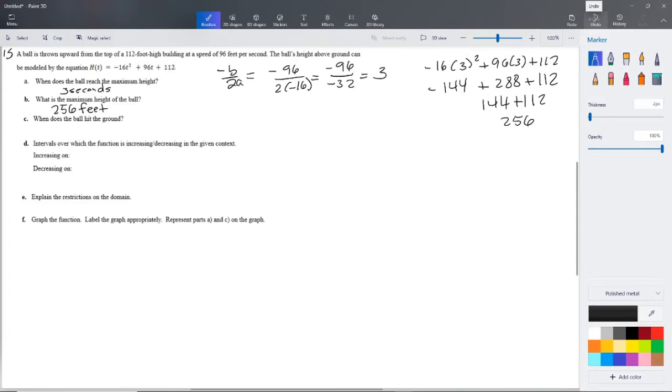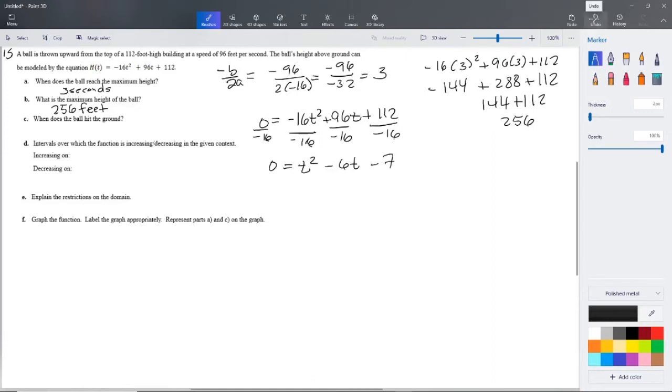All right, when does the ball hit the ground? Well, the ball hits the ground when its height is 0. In other words, 0 equals negative 16t squared plus 96t plus 112. The good news is all of these are divisible by negative 16. Why negative? Because I want my first value to be positive. So let's go ahead and divide everything here by negative 16. So that's going to give us 0 equals positive t squared. 96 divided by 16 is 6, so it's going to give us negative 6t. And 112 divided by negative 16 is actually minus 7.